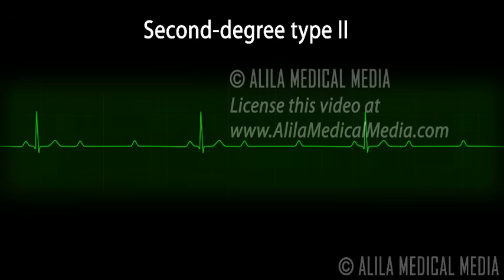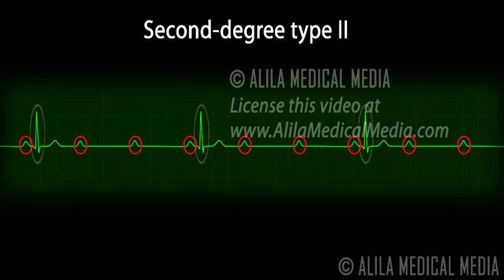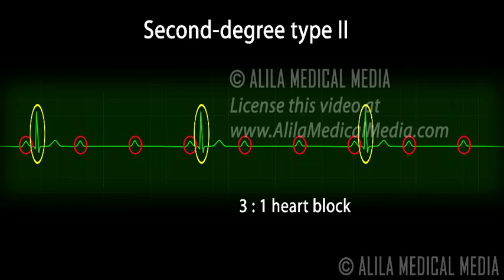In some type 2 blocks, there is a fixed number of P waves per QRS complex. In this example, there are 3 P waves for every QRS complex, and the condition is described as 3-to-1 heart block. However, as the nature of type 2 block is unstable, this ratio is likely to change over time. Second degree type 2 is less common than second degree type 1, but is much more dangerous as it frequently progresses to complete heart block or cardiac arrest. Implantation of an artificial pacemaker is recommended for treatment of this type of AV block.